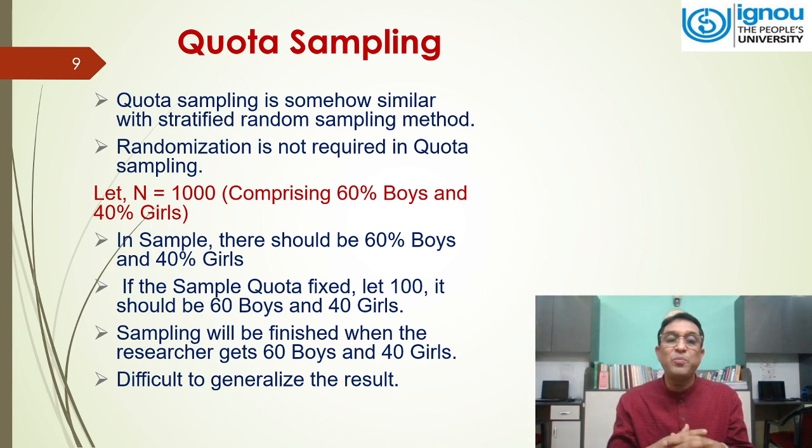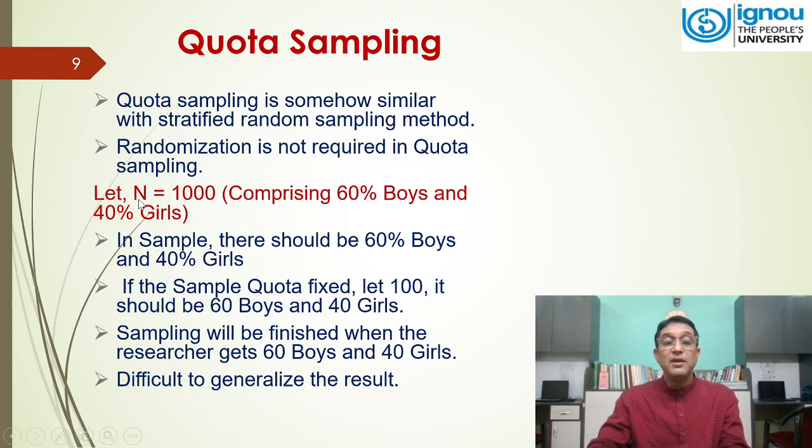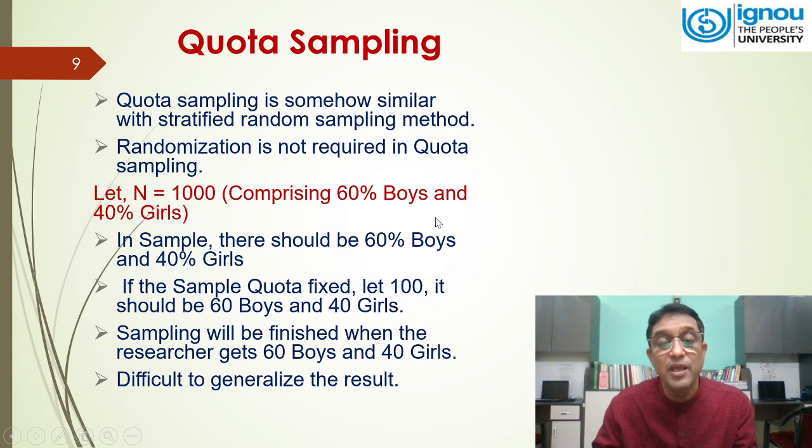But now in quota sampling it is something different. Here you see, randomization is not required in quota sampling. In quota sampling we will not do randomization. Okay, we fix the quota and take according to it. Just like, let n mean your population. Let the size of the population be 1000, and which comprises 60% boys and 40% girls. Means 1000 students, among them 60% are boys and 40% of the students are girls. So what you have to do, let the sample have 60% boys and 40% girls.